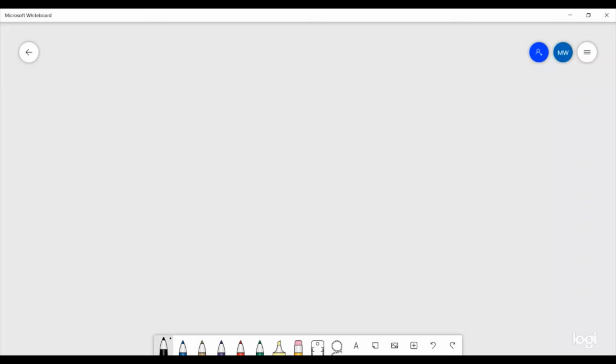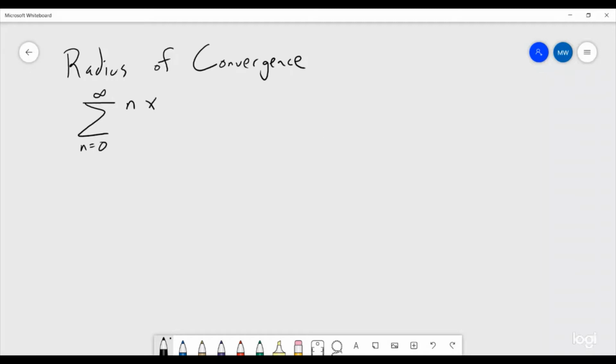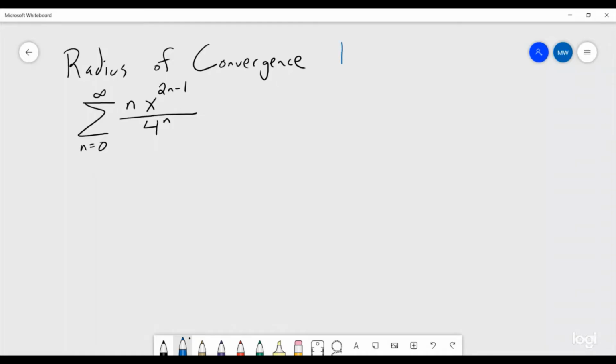So let's find, let's zoom in a bit. Let's find the radius of convergence for the series going from n equals 0 to infinity of n x to the 2n minus 1 all over 4 to the n. So if we were to try and figure out the radius of convergence, we are looking for r.